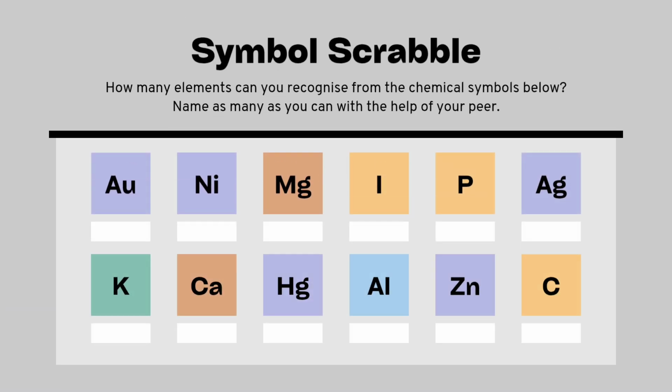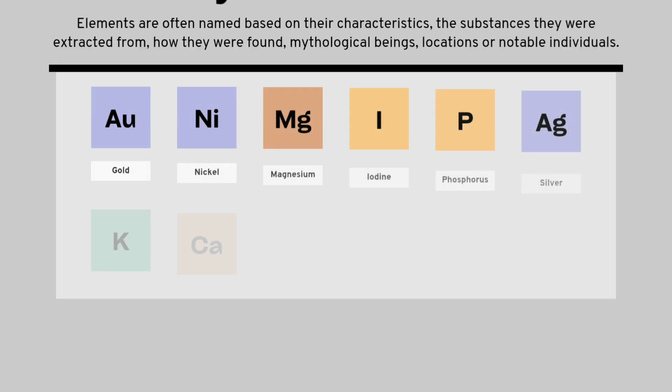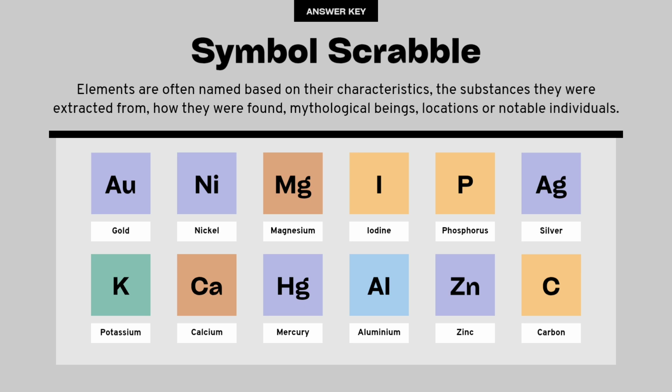How many elements can you recognize from the chemical symbols below? Name as many as you can with the help of your peer. Answer key. Elements are often named based on their characteristics, the substances they were extracted from, how they were found, mythological beings, locations, or notable individuals. Gold, nickel, magnesium, iodine, phosphorus, silver, potassium, calcium, mercury, aluminum, zinc, carbon.